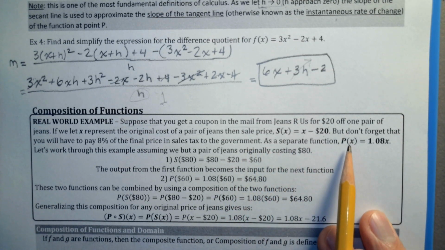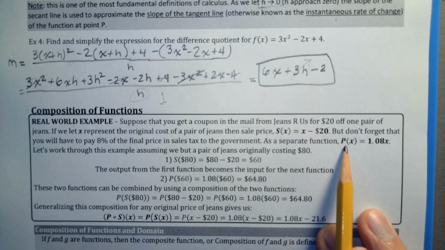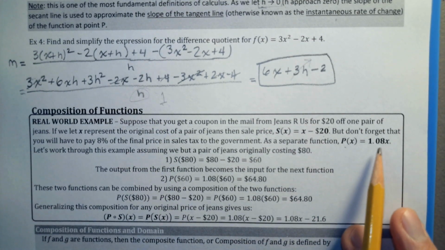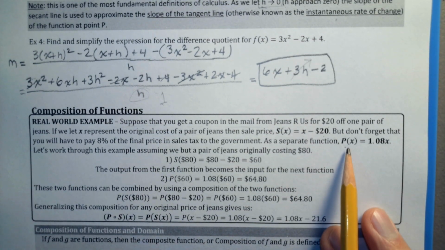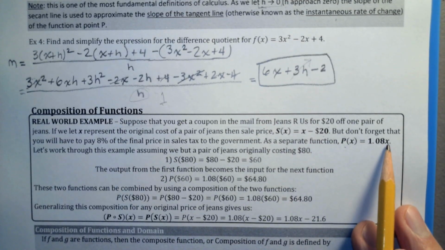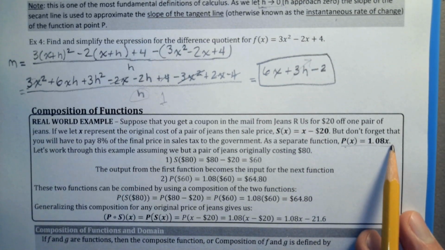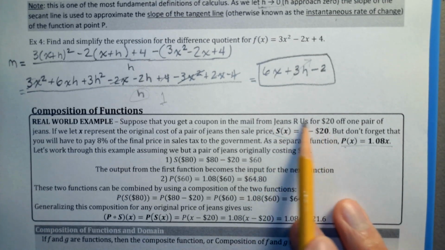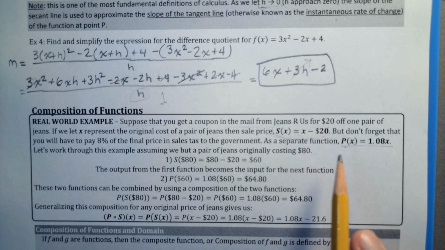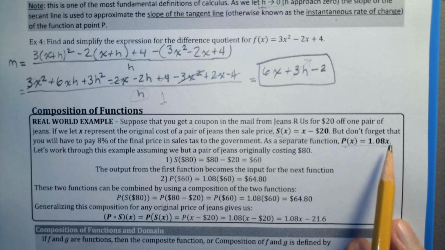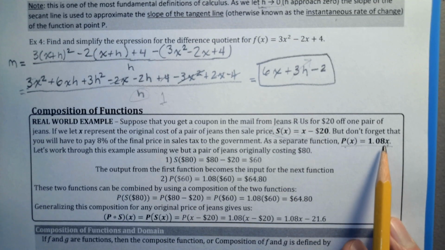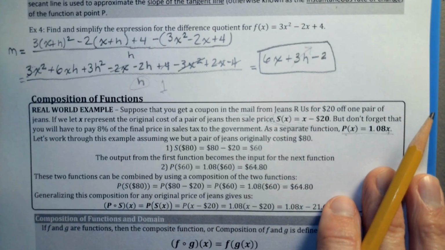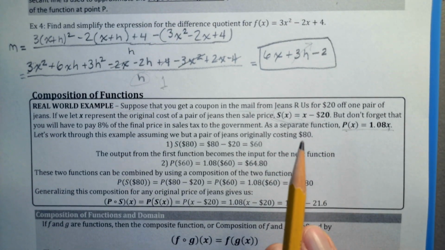So as a separate function, the P would be what you have to pay, well, actually it's 1.08 times X. So that's the final price. Once you've evaluated how much your price was, after you take your $20 off, take that value and multiply by 1.08, and that will give you your final cost, or the price you have to pay.